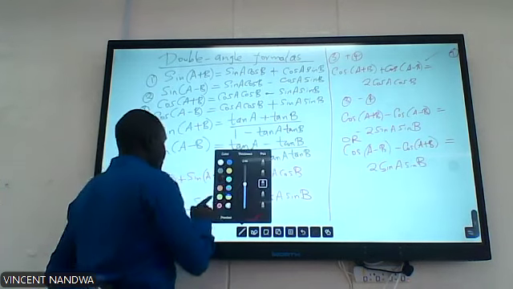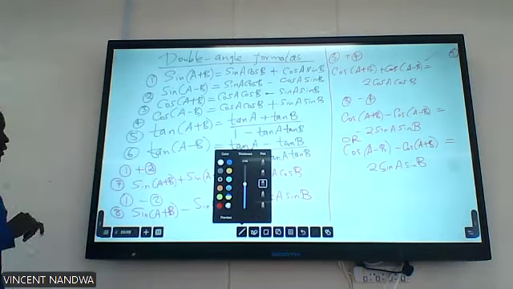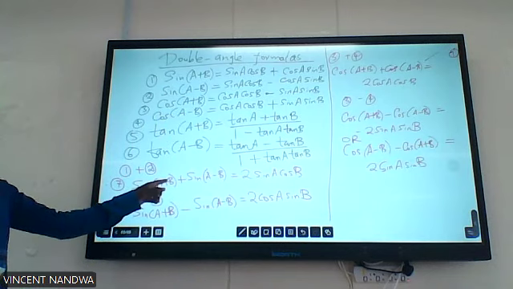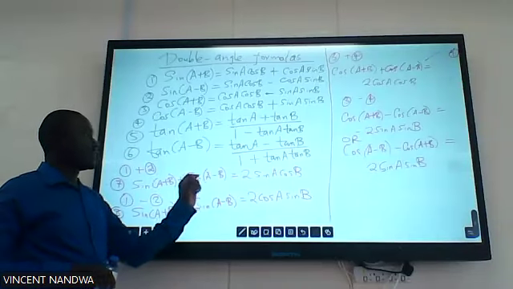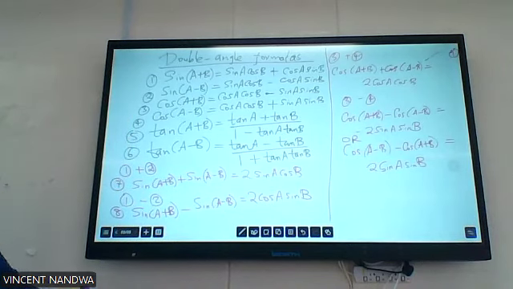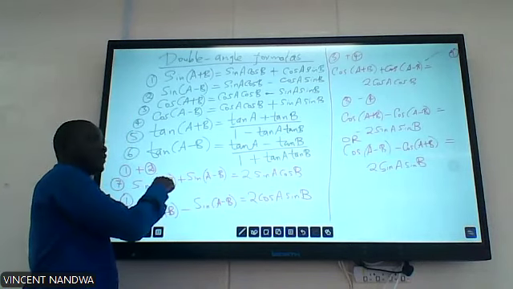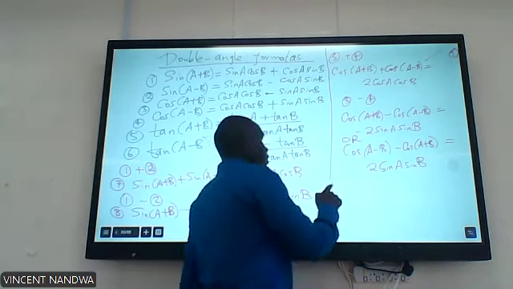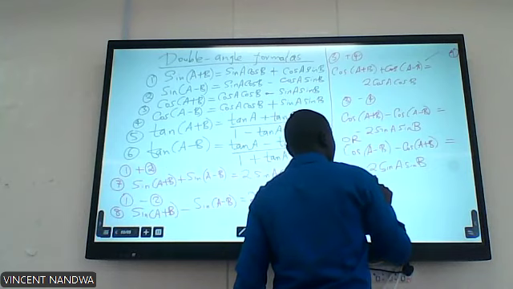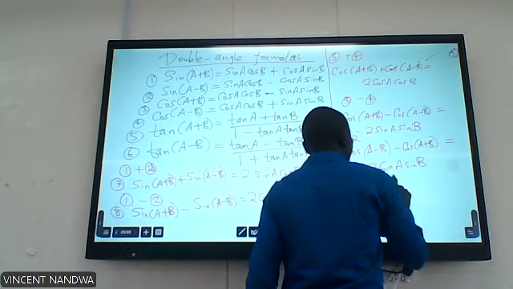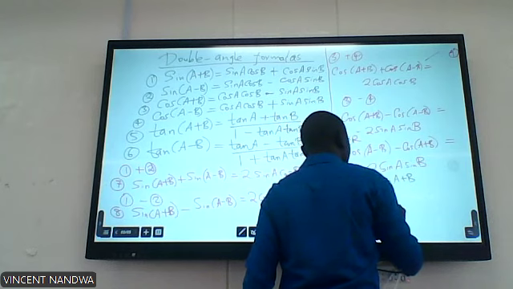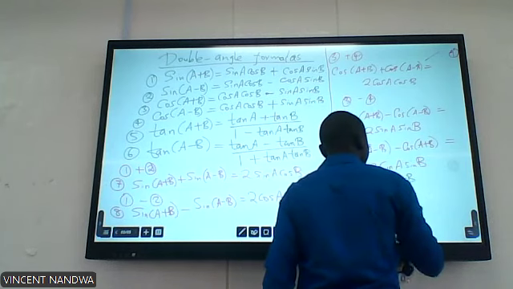So let's check this formula. Sine A plus B plus sine A minus B is 2 sine A cos B. I want us to fix this to be one number, this to be another number. So let's say theta be A plus B and phi be given by A minus B.